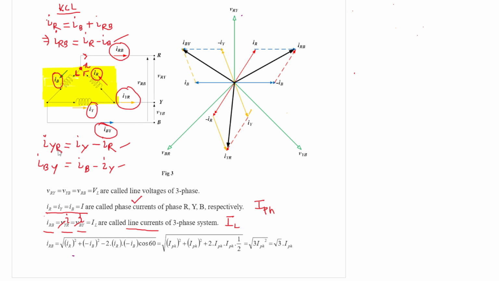Now we try to understand the phasor diagram of the different current phasors. Let us say this is the IR phasor, this red phasor IR. Then we have the IY phasor, 120 degrees lagging. Then we have the IY phasor.